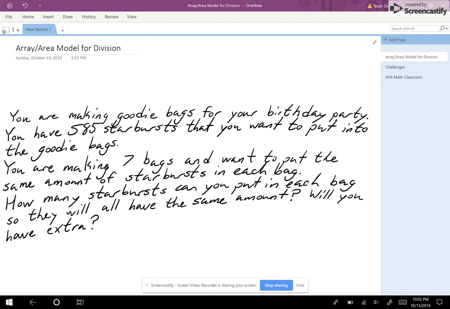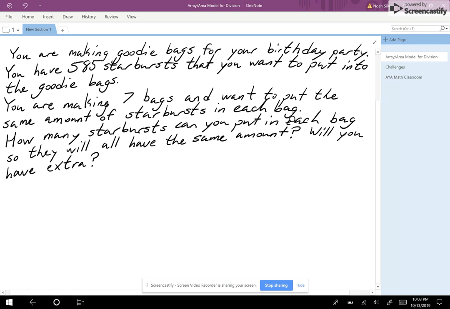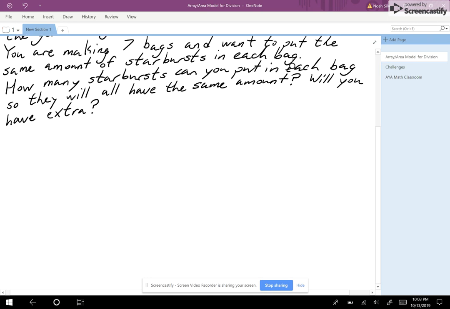You have 585 Starbursts that you want to put into the goodie bags. You're making 7 bags for your friends, and you want to put the same amount of Starbursts in each bag. How many Starbursts can you put in each bag so they will have the same amount? Will there be some extras? So, to start this process, we essentially have your 585 that needs to be split into 7 groups.